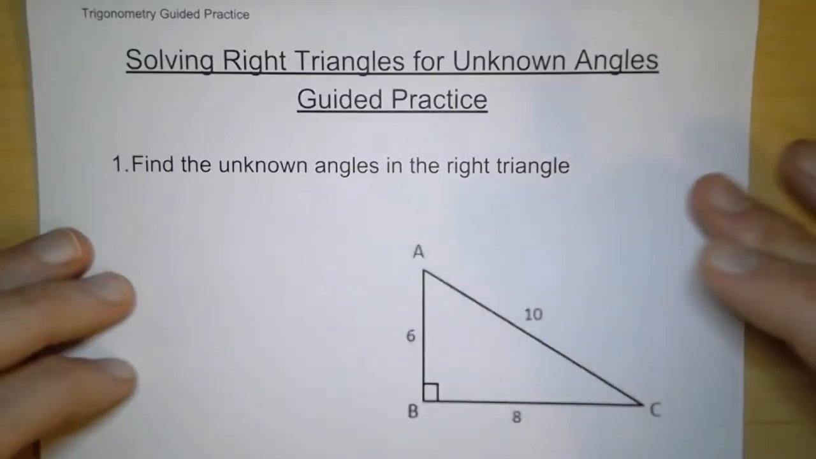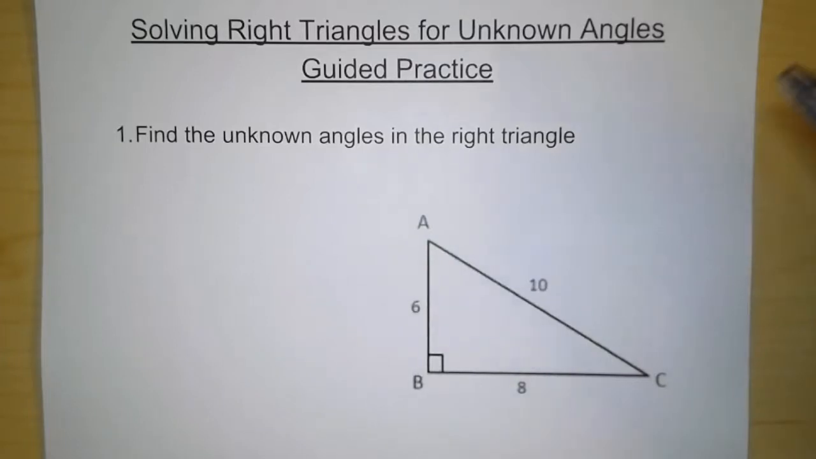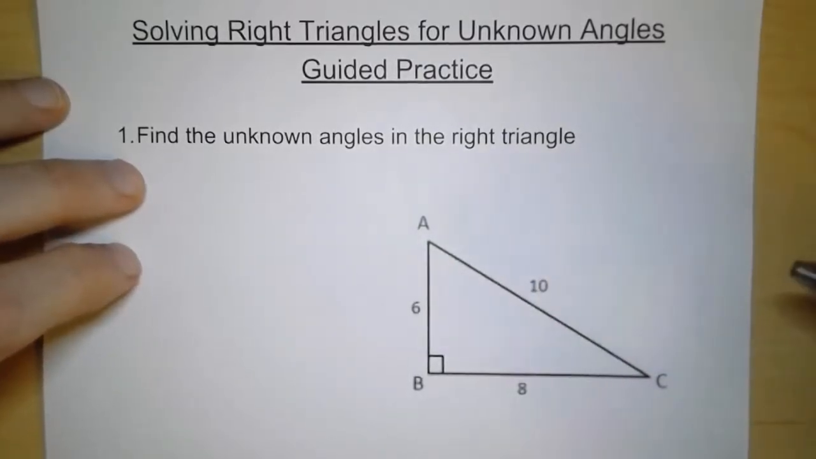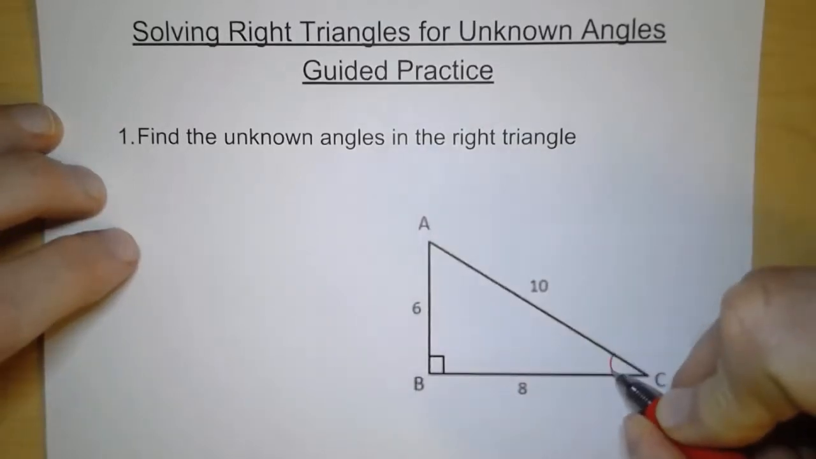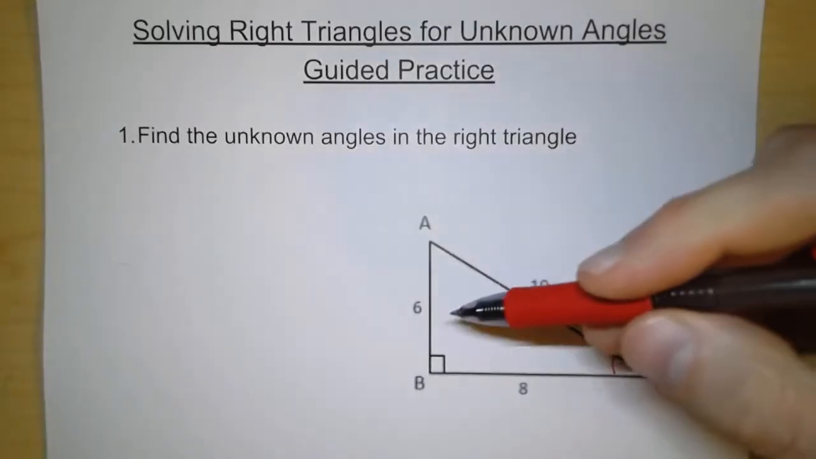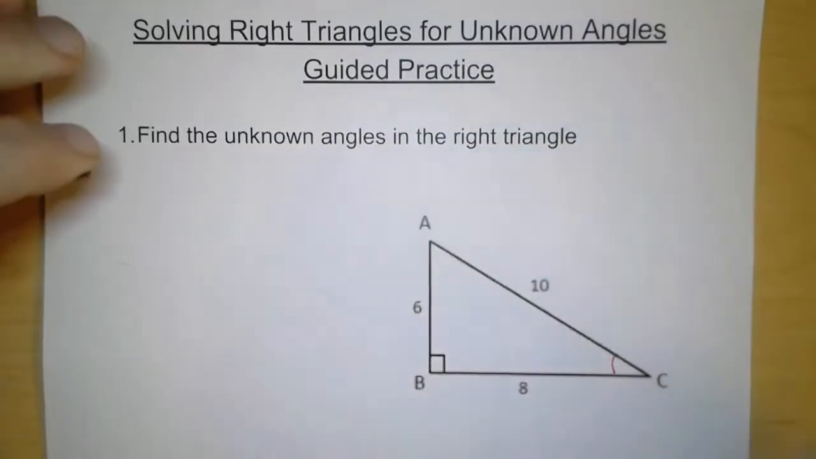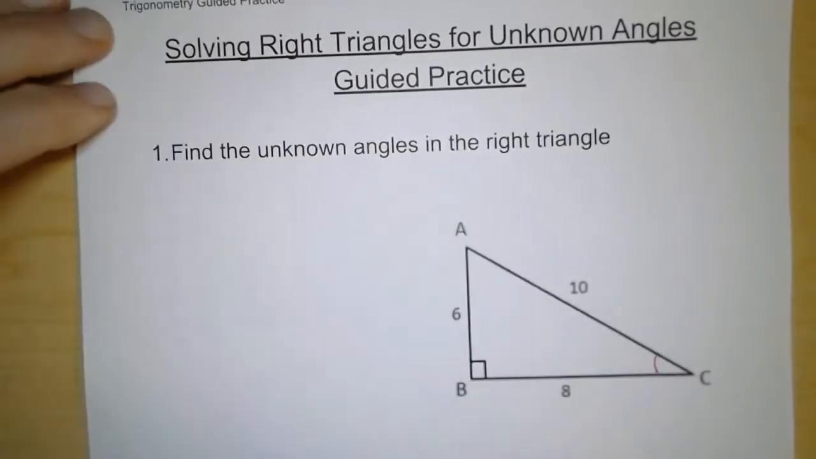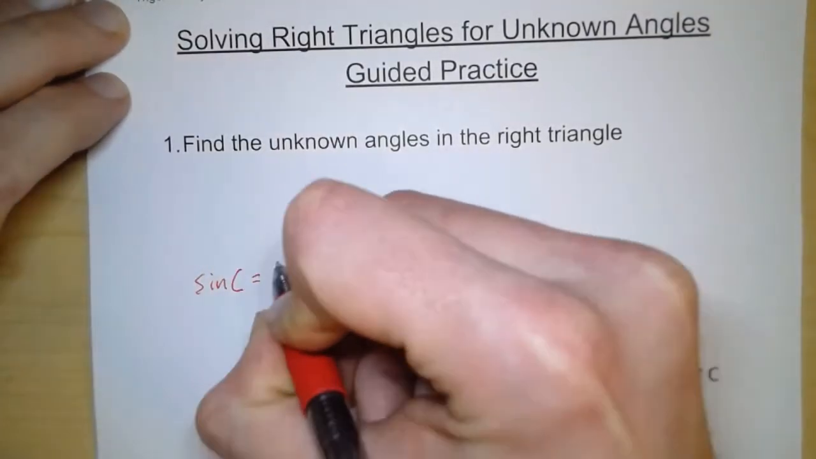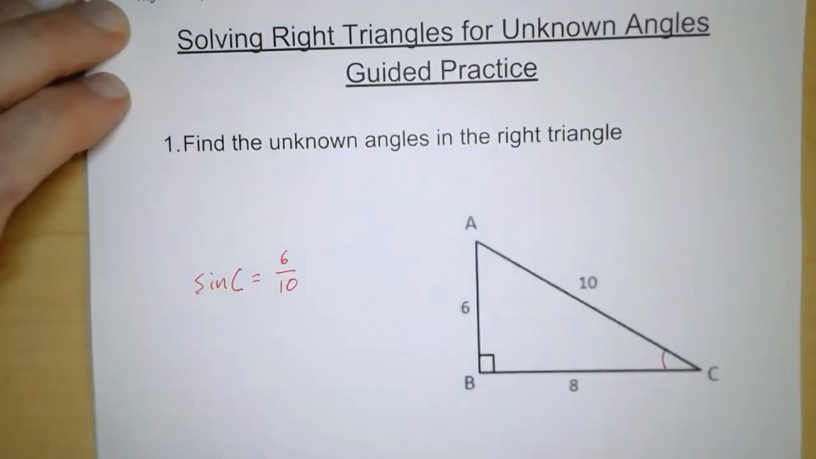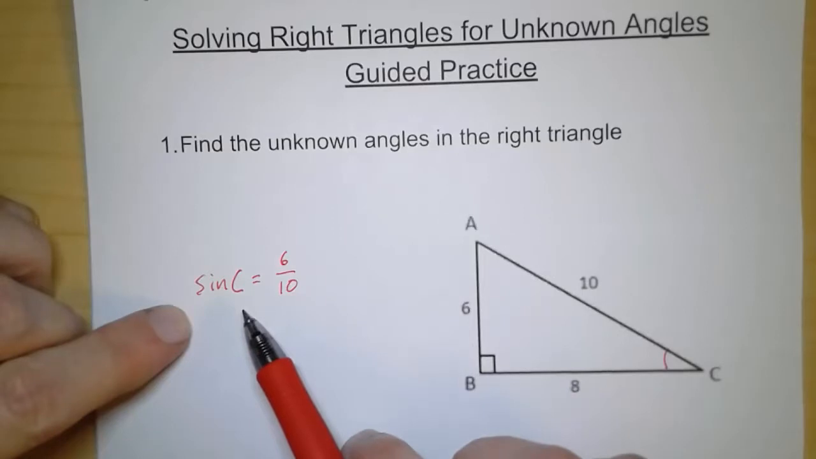So here we have this right triangle, and we know these three sides. It's a 6, 8, 10. And so we want to know what is A and what is C. Well, if we want to figure out what angle C is, we can look at this and say, well, 6 is the opposite and 10 is the hypotenuse. So we could write sine of C equals 6 over 10. The problem is, this doesn't help us because we have no angle to plug in.